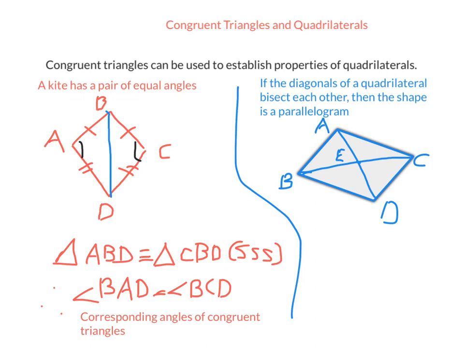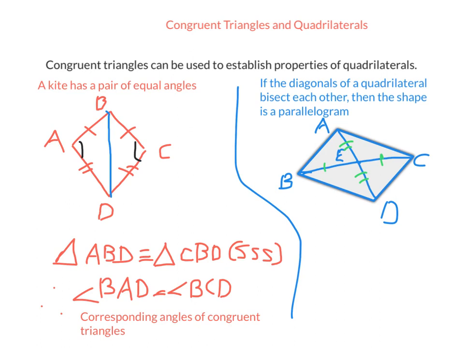So, I was told the diagonals of this quadrilateral bisect each other. Bisect means cuts in half. So that means this side and this side are equal because BC, this diagonal, was cut in half. It also means this side and this side are equal because this diagonal was cut in half.